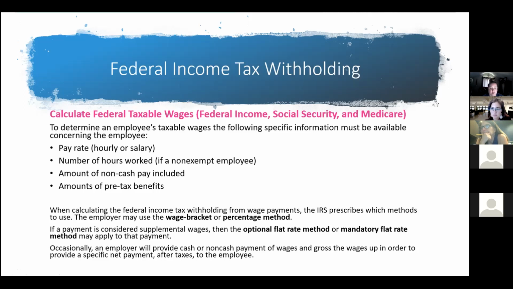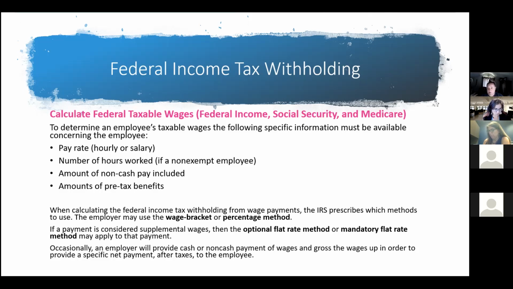So in 2020, the IRS changed federal withholdings as we know it, and they changed the way that we have a W-4 and all of that stuff. So we're going to look at the withholding tables and how to calculate federal income tax.